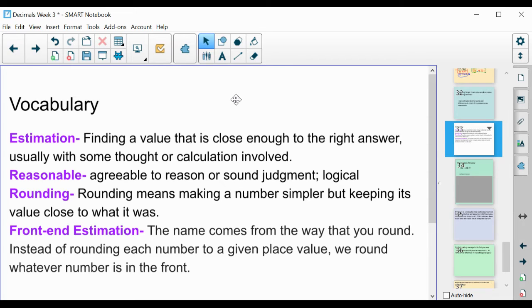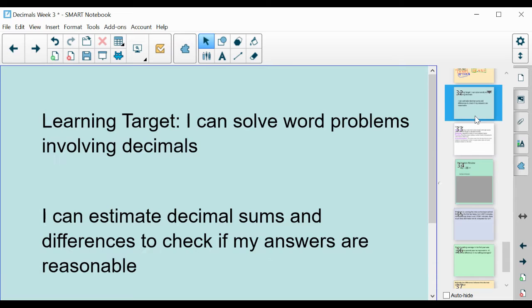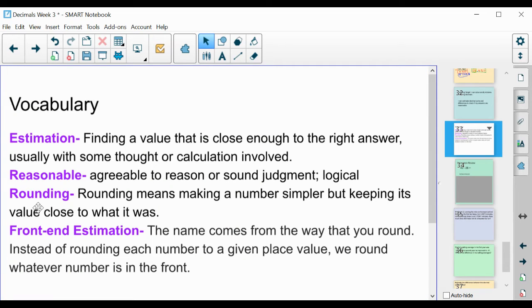Okay. Next, reasonable means agreeable to reason or sound judgment. That means it makes sense. So we're going to be doing this with our answers. Check to see if they are reasonable. And then we're going to use rounding to do our estimation. So rounding means to make a number simpler, but keep its value close to what it was. We worked on rounding earlier in our decimal unit.